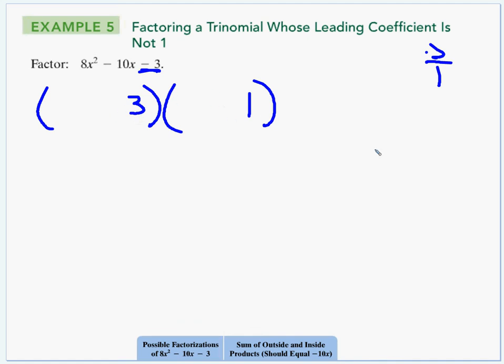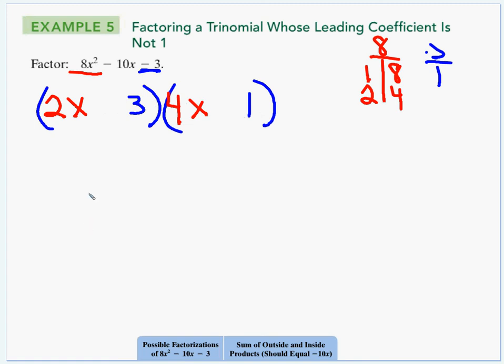We don't know. The trouble with these comes from the leading term, 8. In this case, 8 is 1 times 8 or 2 times 4, and also those reversed. So here is where I got so good at this when I was in school, all the trial and error and practice. I know that I'm going to have an x and an x here, but I could put my 2 first and my 4 second, or I could reverse those. I could have a plus 3 and a minus 1, or a minus 3 and a plus 1.